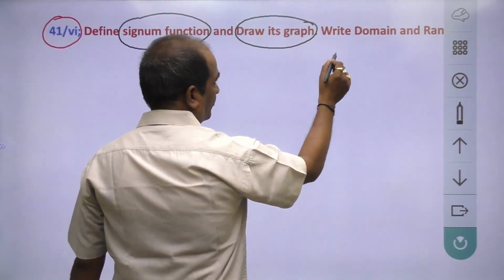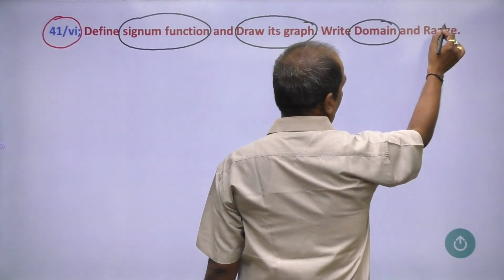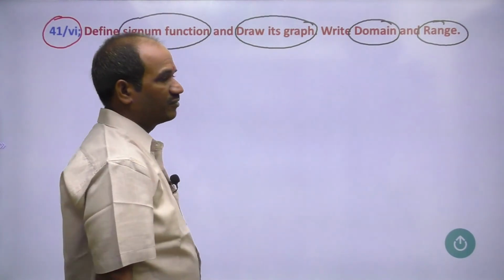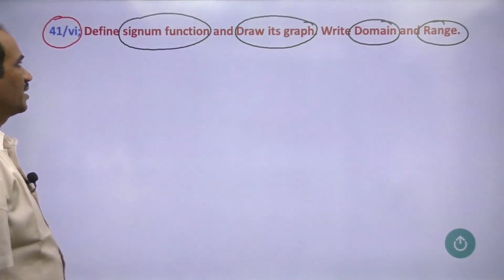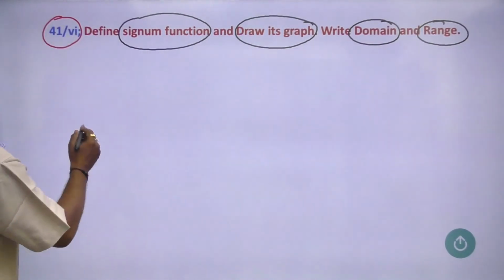Next time, write the domain, and the range also. First, write the signum function definition. See here in this function definition.